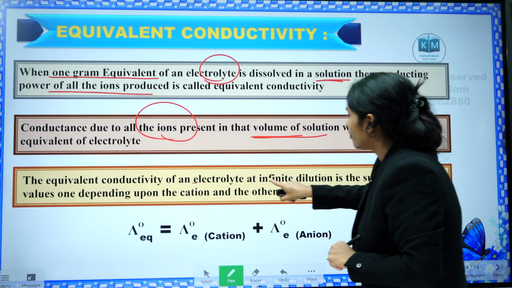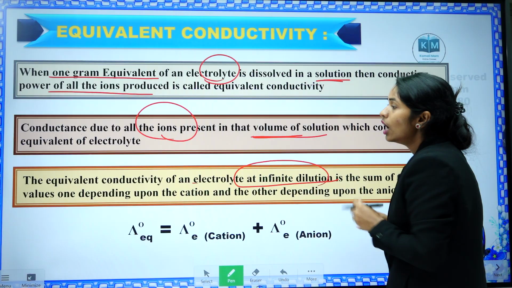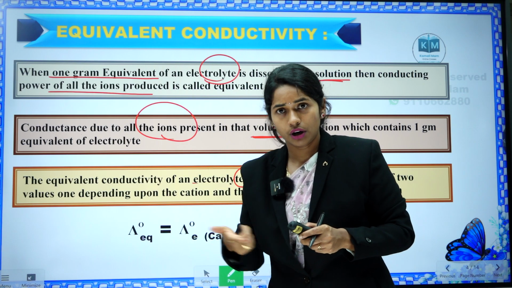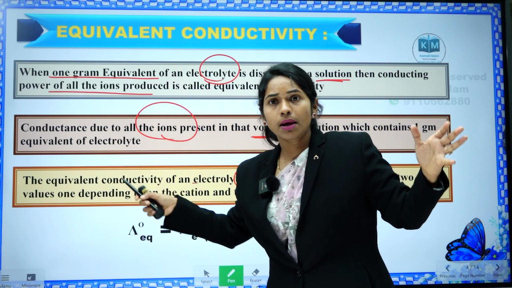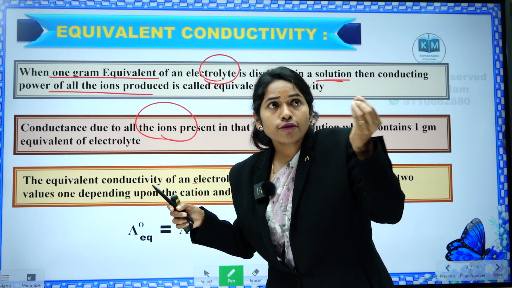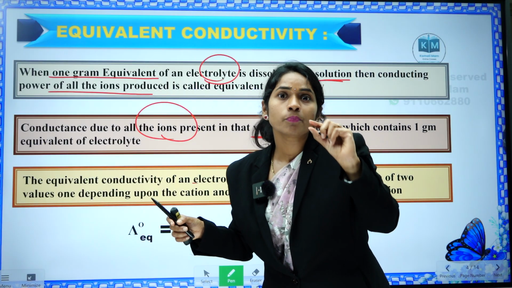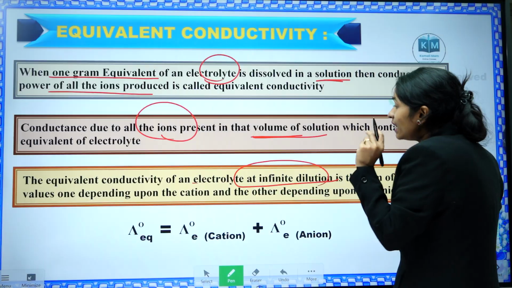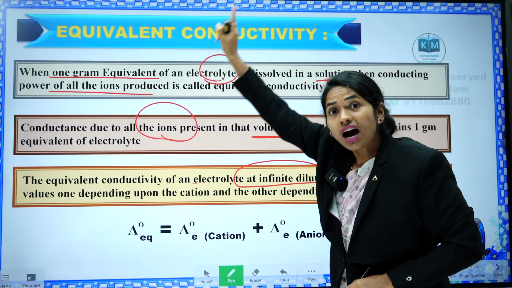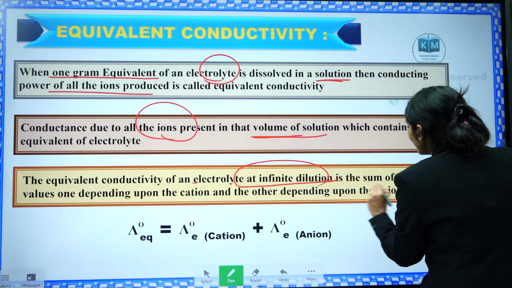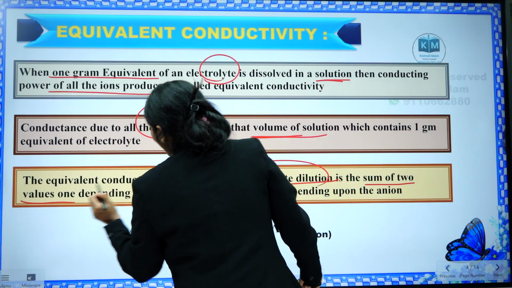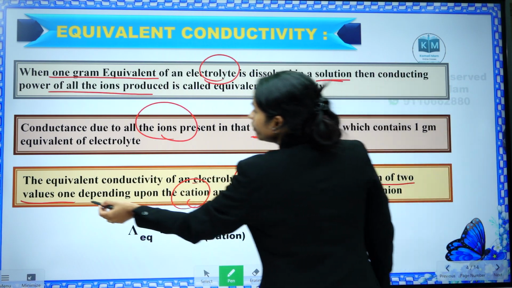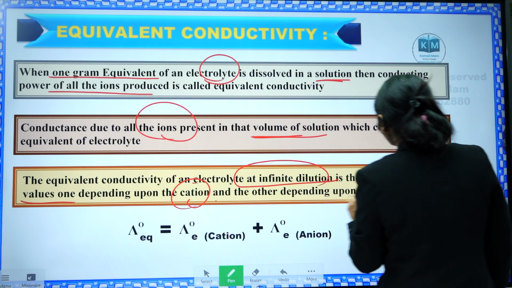The equivalent conductivity of an electrolyte at infinite dilution. What do you mean by infinite dilution? We are adding more and more solvent, so that there is no force of attraction between the ions. Then ions are moving very freely and showing the conductivity. But here the difference between molar and equivalent is, in the equivalent case we have to take only the sum of the values of cation and anion. So, the sum of two values, one depending upon the cation, other depending upon the anion.